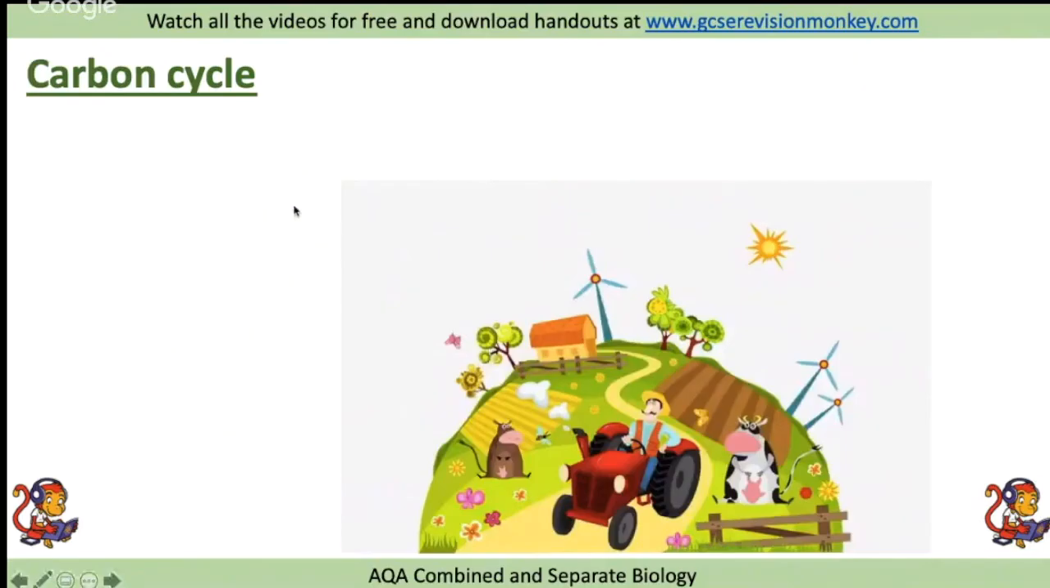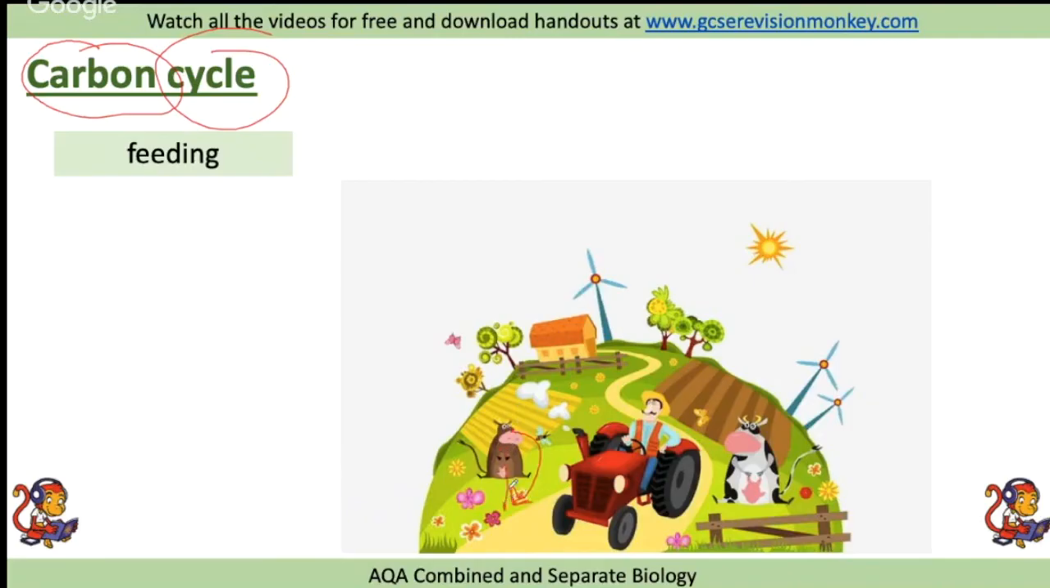We also cycle carbon. Now, carbon is a chemical element that is in lots of plants and animals, the majority of plants and animals. So we just need to talk here about the way this is cycled around our planet. So one way is feeding. If this cow here eats the grass, then the carbon is being transferred from the grass into the cow.